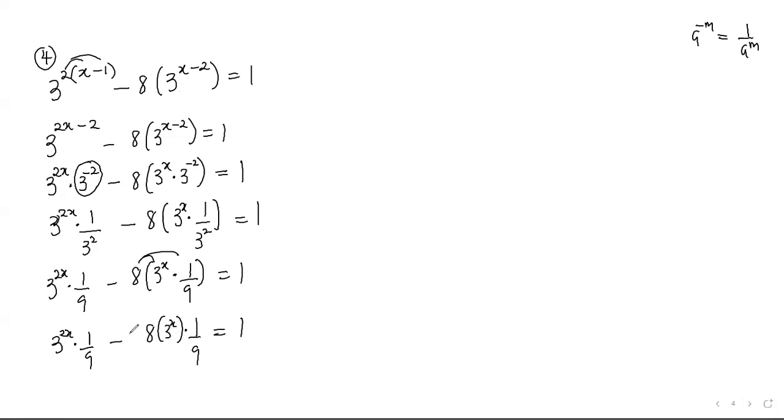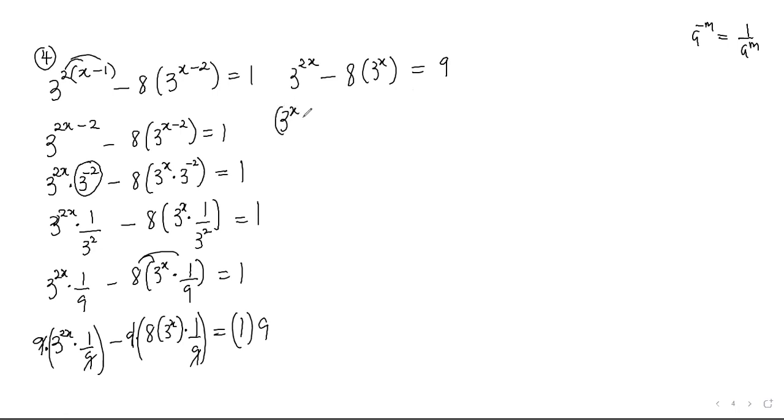Now, the next thing to do is multiply everybody by 9 to get rid of this fraction. If I multiply here by 9, multiply here by 9 also, and here by 9, this 9 cancels this one, so you're left with just 3 to the 2x. Then this 9 cancels this 9 here, and you're left with 8 times 3 to the x, equal to 9, because 1 times 9 is 9. Now you see it's looking like a quadratic equation.